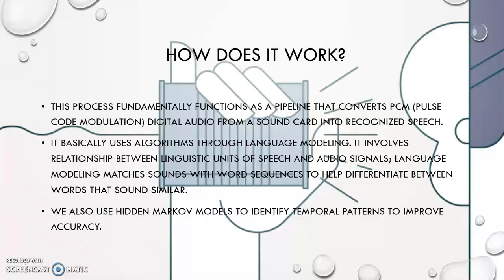For example, the alphabet I and the word eye, a body part. They both sound similar when pronounced, so the software or system should know the difference between them, when each is used, and how it can be framed in a sentence. We also use hidden Markov models, which identify temporal patterns to improve accuracy. All languages have some patterns or slang, and hidden Markov models and some other models are used to identify temporal patterns to improve the accuracy of the system and the feature itself.